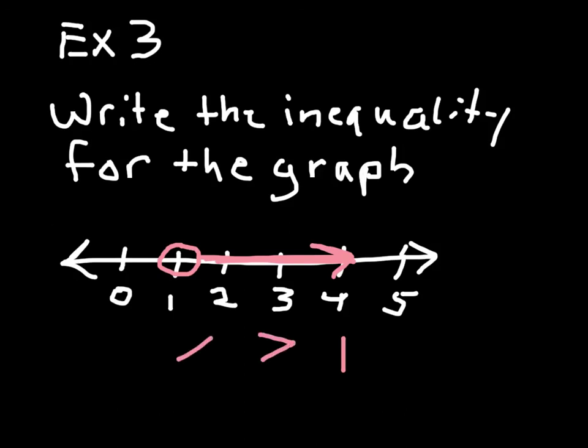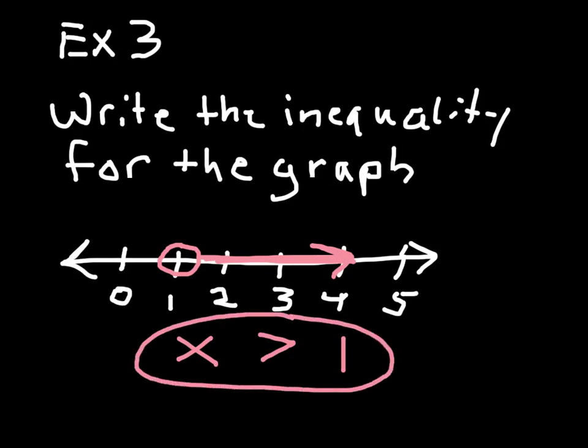And then you just pick a letter. I'll use X. So what this graph is showing is numbers greater than 1. And again, I do not have an equal sign underneath the greater because the circle is not filled in. If it were filled in, I'd have an equal underneath the greater than symbol.